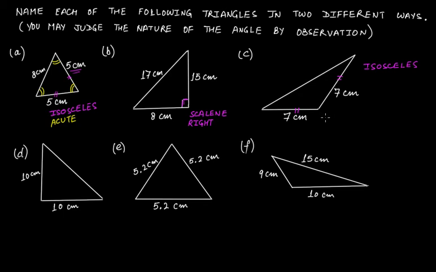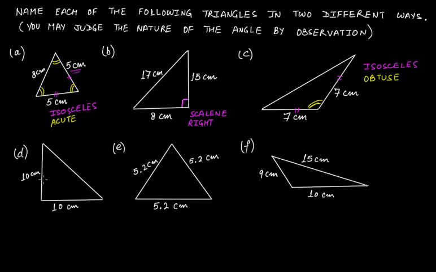Now next will be depending upon the angle. If you look at this triangle, then you can judge that this angle is actually an obtuse angle. Again, how? You have to go back to our previous discussions. So it is an isosceles and an obtuse angled triangle.